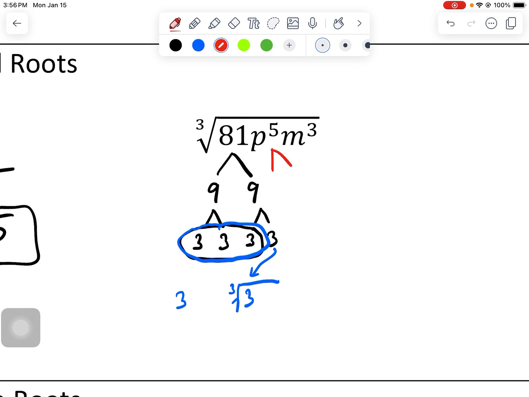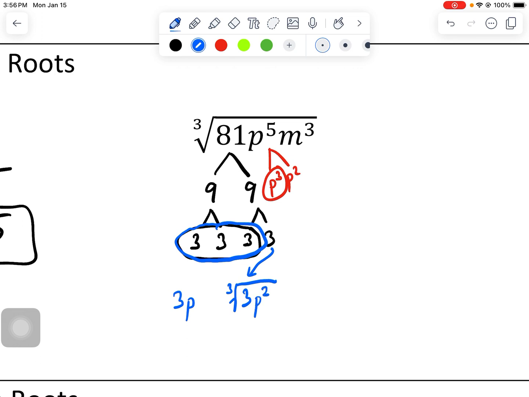If I break down p to the 5th, I could think of that as p to the 3rd times p squared. Whenever you have a power of 3, that's perfect, because that comes out as a single group of p. So then I can write this as p on the outside, because the cubed root undoes a perfect cube. And then I would still have p squared left inside.